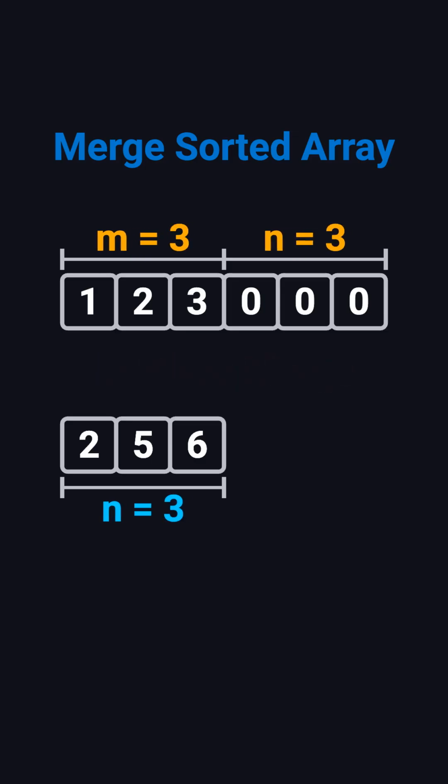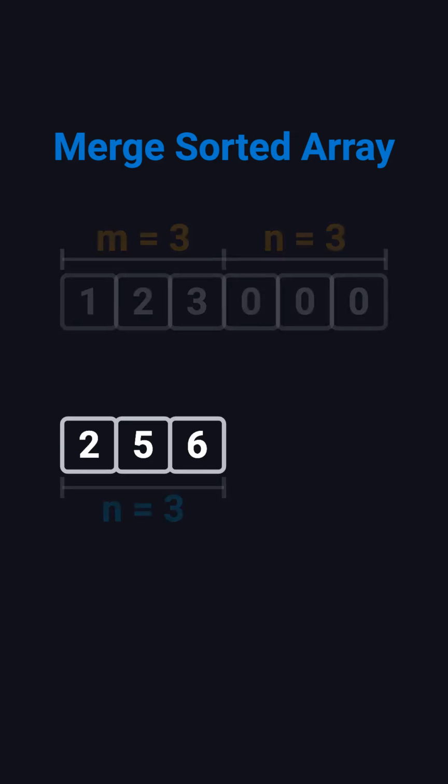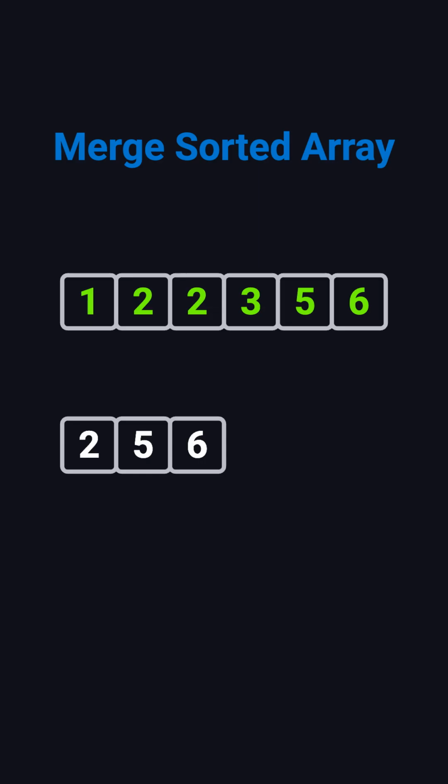For example, the first array is 1, 2, 3, 0, 0, 0, where m is 3 and n is 3. The second array is 2, 5, 6, also length 3. After merging, the first array becomes 1, 2, 2, 3, 5, 6.